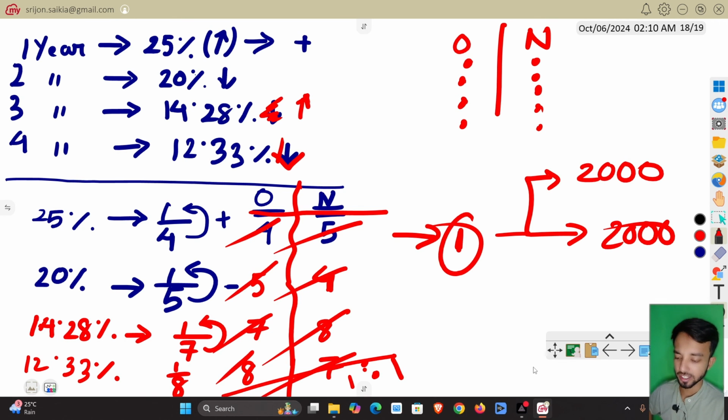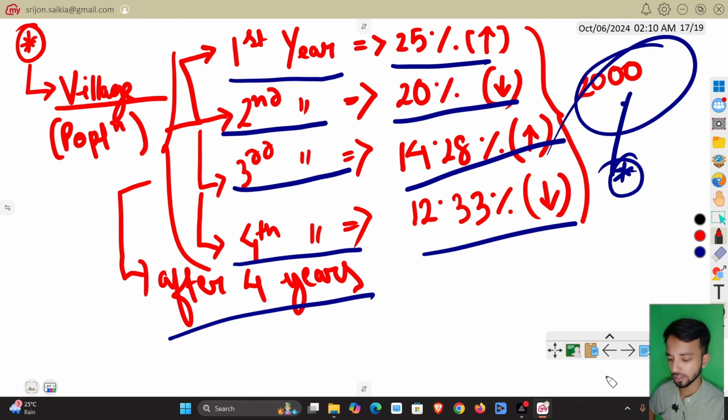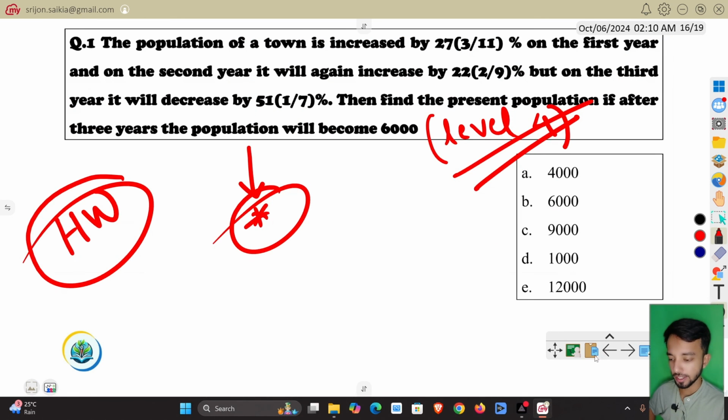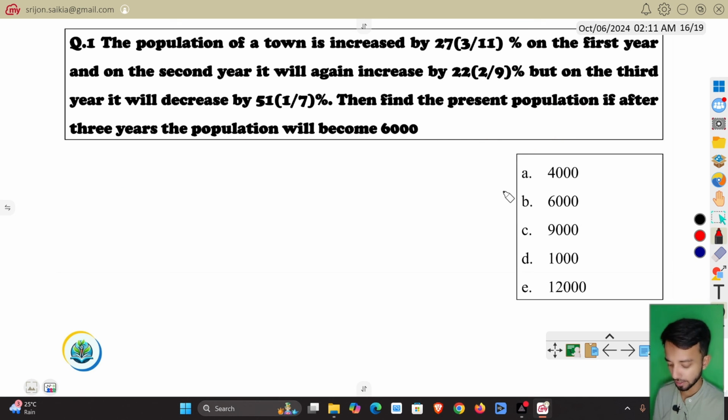Now let us solve this question. Rather than giving homework, let us solve this question so that if there is any confusion in your mind, you can easily get rid of that confusion. Very simple. I'll solve it in a very quick way. Still, you need to try it at your home.